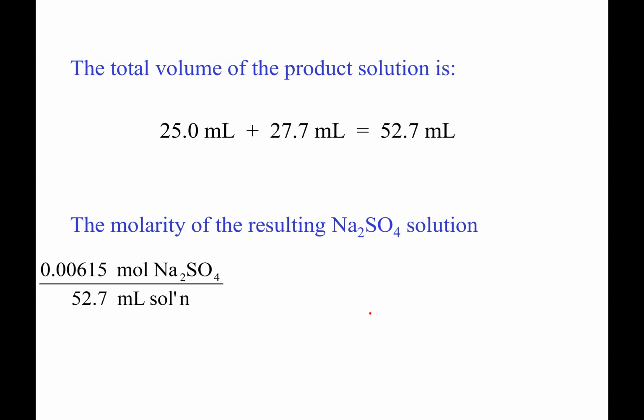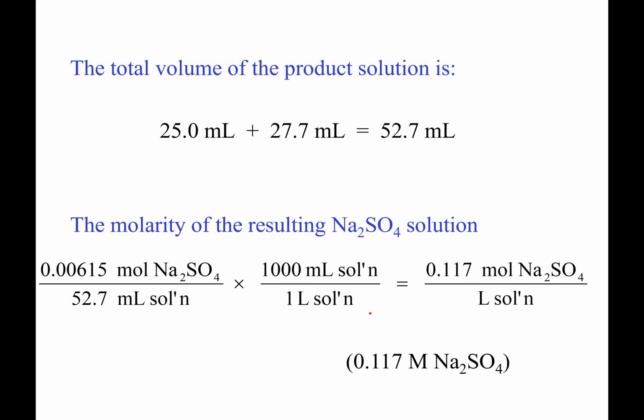But that won't give me molarity. What do I have to do? Multiply by 1,000 milliliters over 1 liter. Perfect. How many sig figs? 3. So the molarity equals 0.117 M Na2SO4. More explicitly, if we want to use that in a problem, it would be 0.117 moles of Na2SO4 per liter of solution.